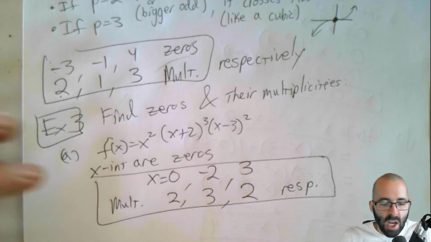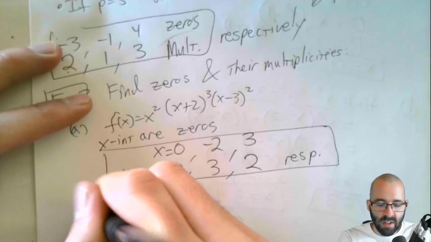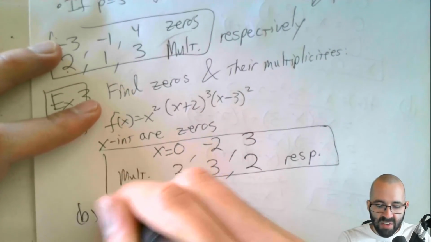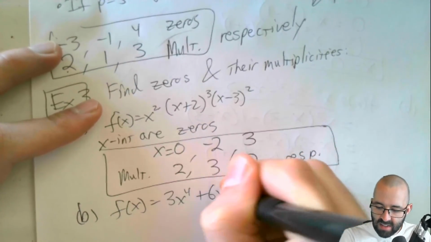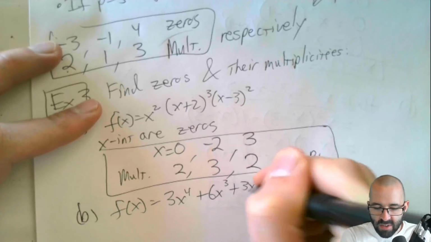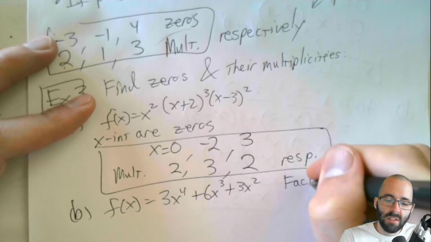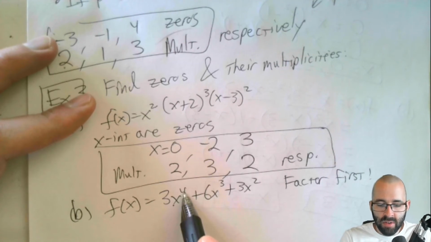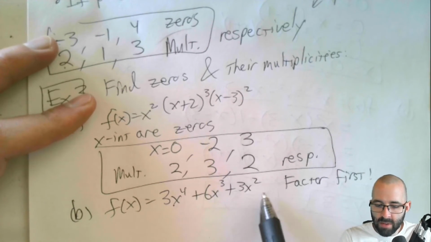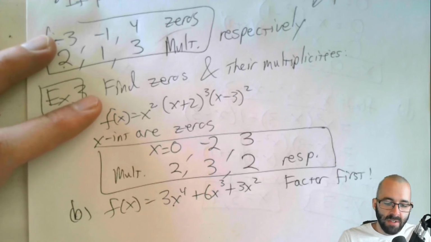Okay. But remember that this method only works if it's already factored. So for something like part B, we have f of x equal to 3x to the 4th plus 6x cubed plus 3x squared. This is not factored yet, so you have to factor first. We can't just say, oh yeah, 0 multiplicity 4, 0 multiplicity 3, 0 multiplicity 2. No. We got to factor it all.